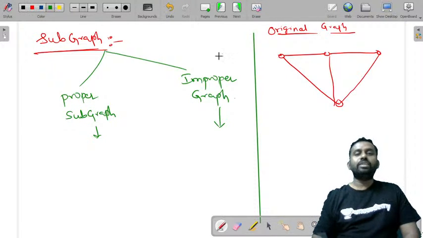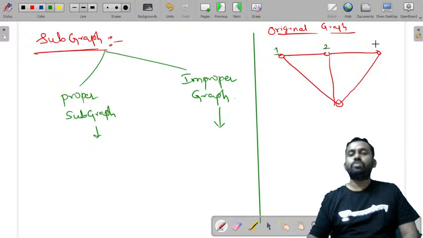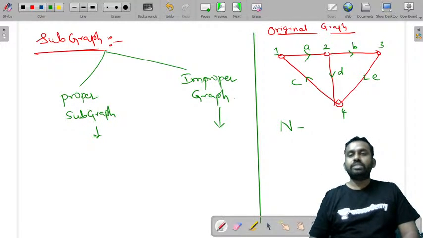Now let us see what is the number of nodes. Let us denote them as 1, 2, 3, 4, and let us also take it as a directed graph for now. The branches are A, B, C, D, E. So number of nodes is equal to 4, and number of branches is equal to 5, right?